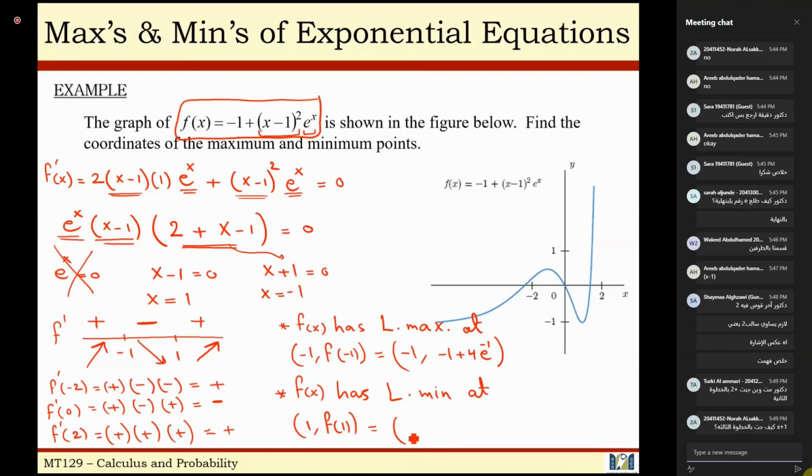f of 1, we have 0. Look at this. At negative 1, we have a maximum point. At 1, we have a minimum point. Okay, this is from a graph, but we can find the maximum point and minimum point without a graph also. Okay. Any question?